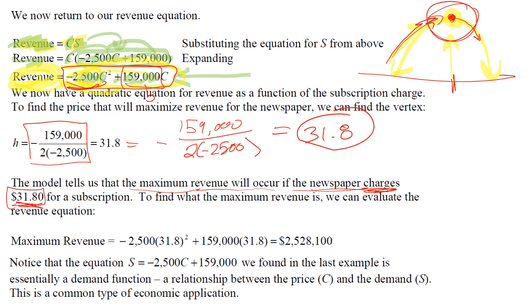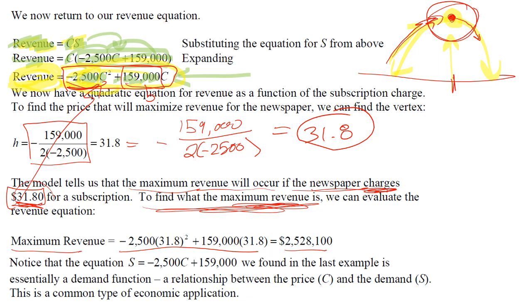Okay, $31.80. So when they went to that $32, that went too high. So if we wanted to figure out what that maximum revenue would be, we just plug that into our revenue equation, which is back to here, because that's the C value ultimately. And then maximum revenue would be $2,528,100.